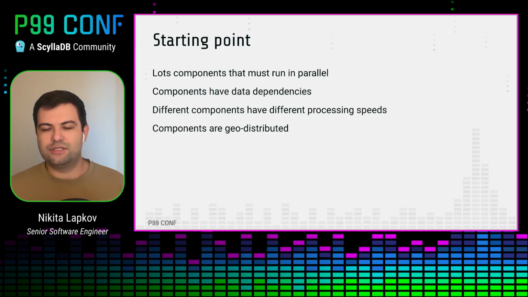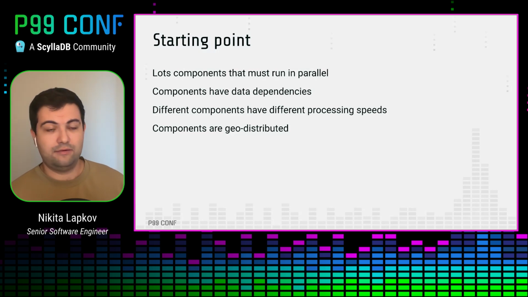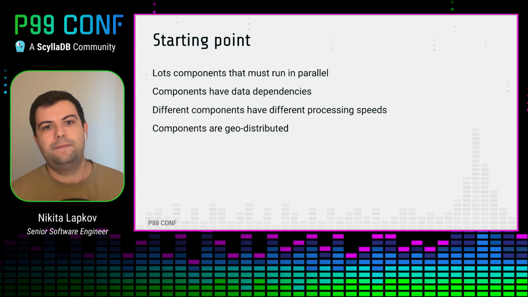Before we dive into actors, low latency, mesh, and stuff like that, let's take a step back and look at the starting point. Why do we need it in the first place? Imagine a system with lots and lots of components. Each of these components runs some kind of business logic, and all of them must run in parallel. These components have so-called data dependencies, meaning that usually components need to consume data from multiple other components and produce data to multiple other components. So you can imagine it as a computational graph in a not very implicit way.